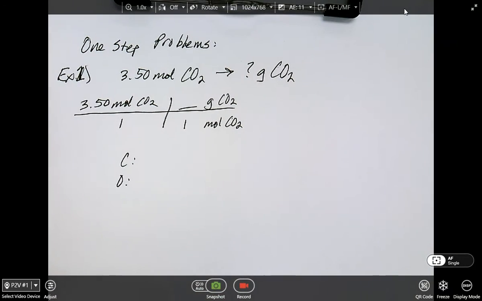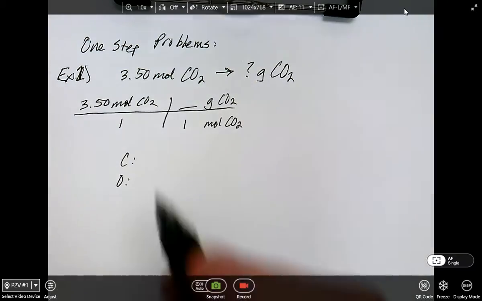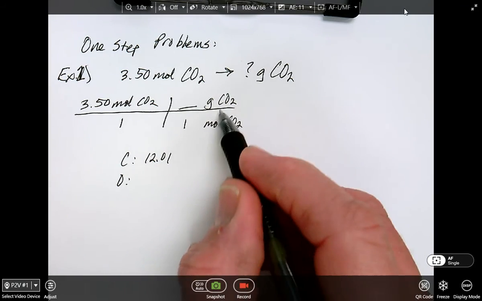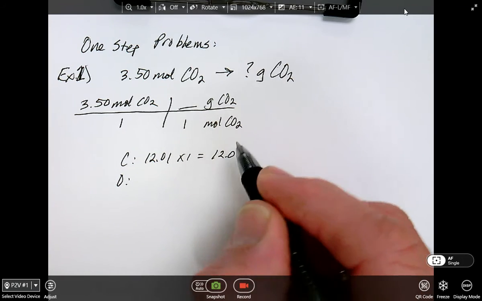Then we're going to get our periodic table, and we're going to look up the molar mass. So we have carbon first, and we see it's 12.01. So we get that from our periodic table. All right, and we're going to multiply that by the number that's in the formula. So it's just times 1. So that's 12.01 right there.